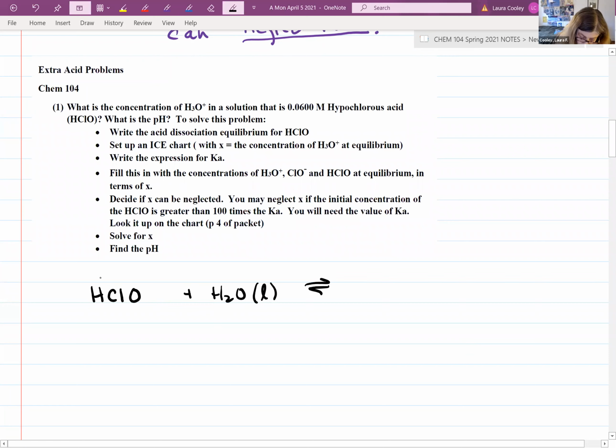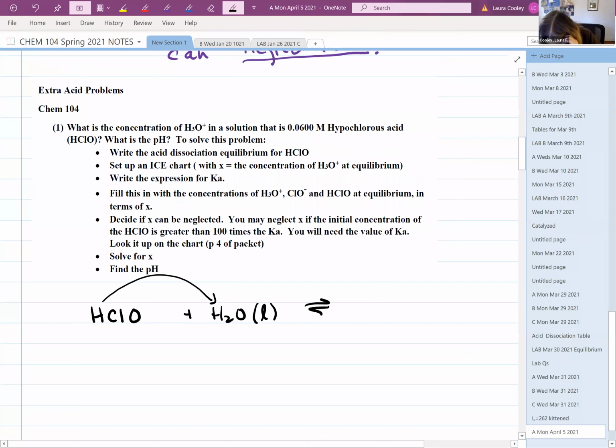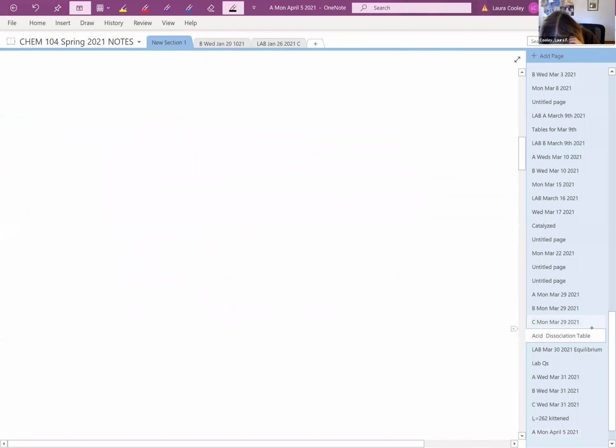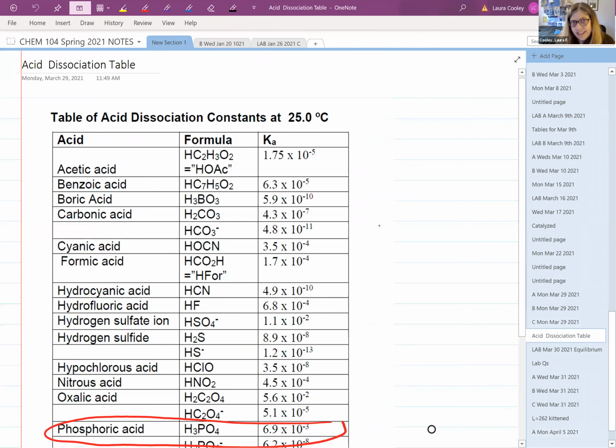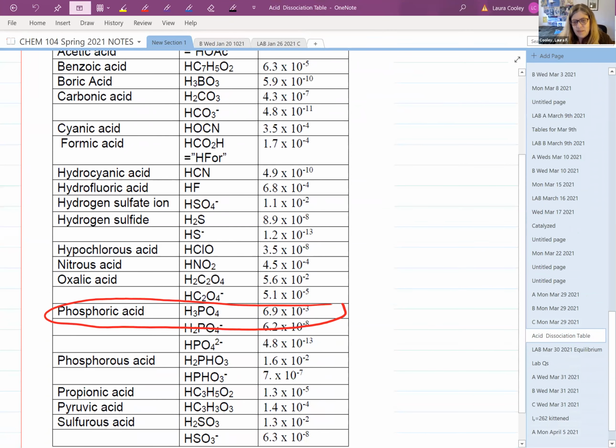Now, you know this is an acid. By the way, if you didn't know if it was an acid, what would you do? You would look at the acid dissociation table here that I gave you. This is your friend, okay? And HClO, you can take a look down the list, look for it. Is it here? Is it here? There it is. So that tells you it's a weak acid.